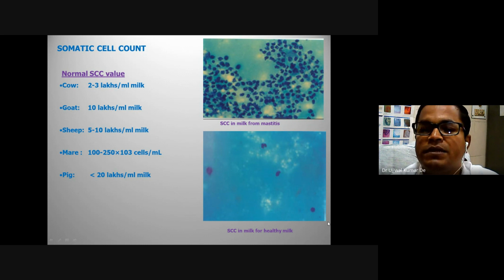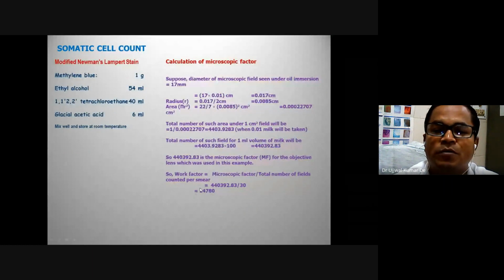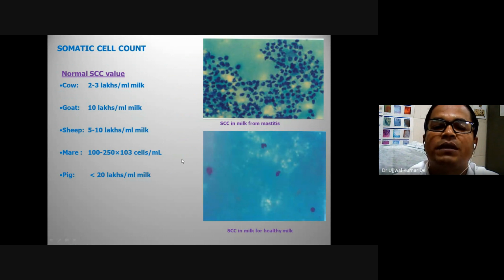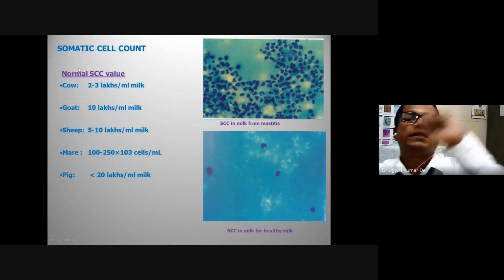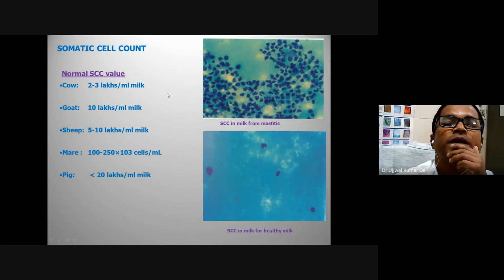So in this field, every field, 30 feet, you have to calculate like that and multiply by this microscopic factor. Then you will get the number of cells. So for somatic cells, what is the threshold level? The threshold level of the somatic cell in cow is 2 to 3 lakhs per ml only.